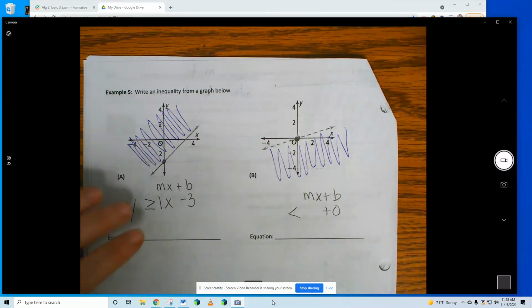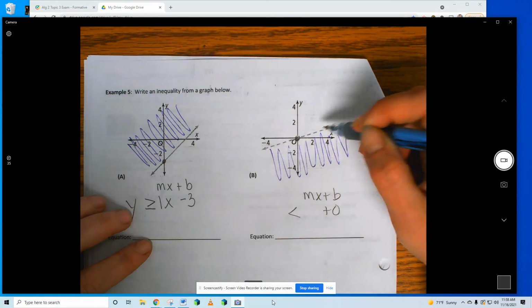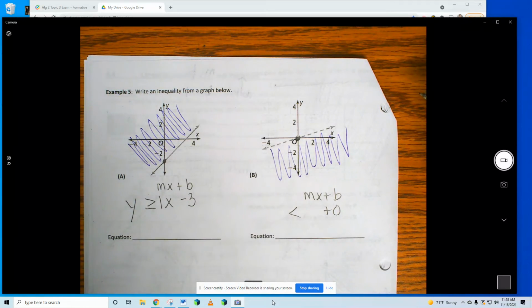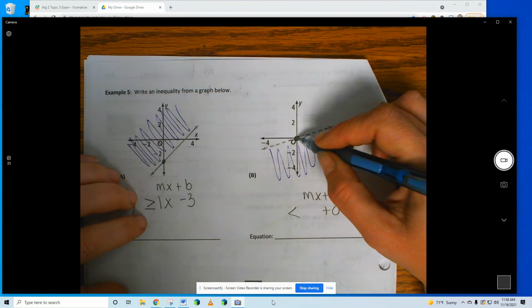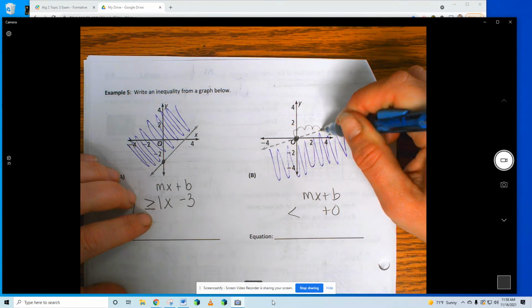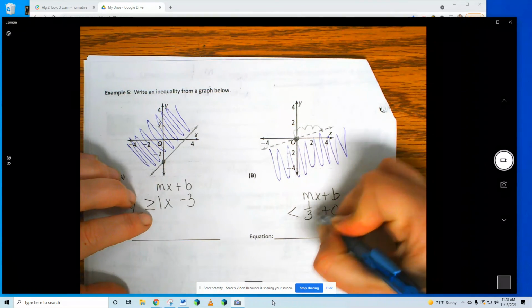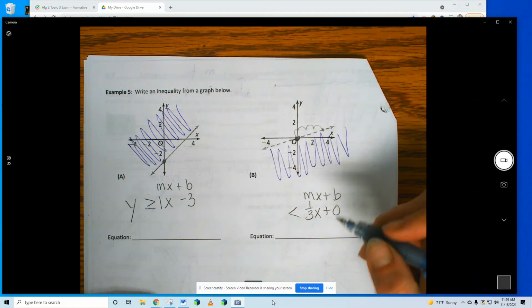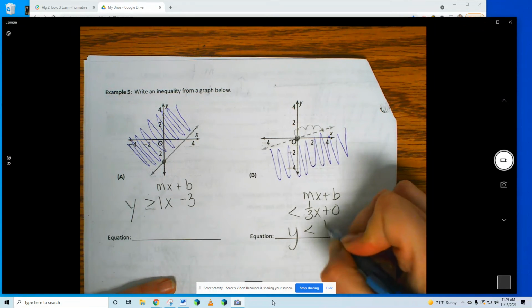What's the slope? I know the lines are so bad, huh? Rise 1, run 1, 2, 3, 1/3. Y is less than 1/3 x.